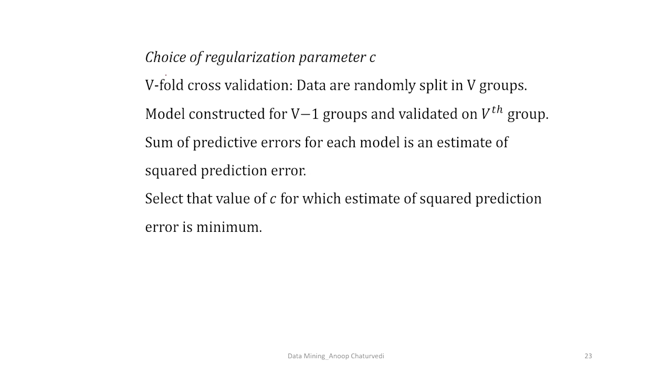Now, for the choice of regularization parameter C, one can use V-fold cross validation, which we have discussed earlier also. Whether you are using lasso or ridge, you can use V-fold cross validation. In V-fold cross validation, what we do, we split the data randomly into V groups.